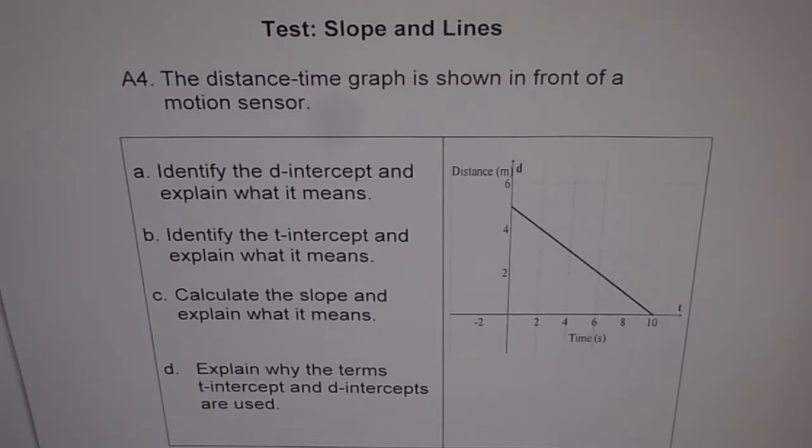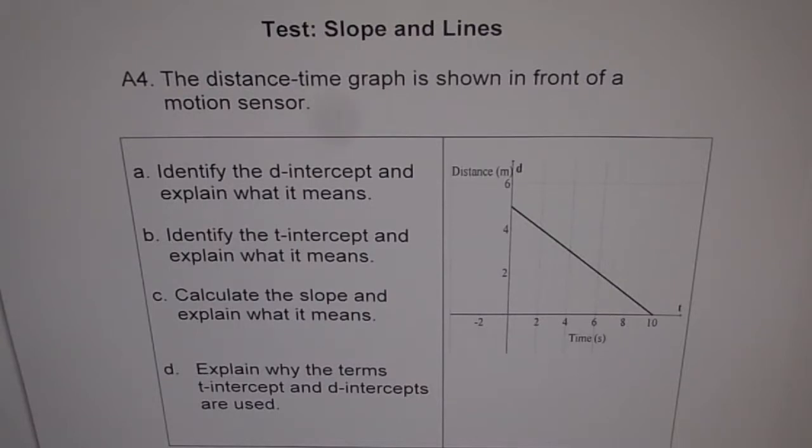A. Identify the d-intercept and explain what it means. B. Identify the t-intercept and explain what it means. C. Calculate the slope and explain what it means. D. Explain why the terms t-intercept and d-intercept are used. Well, this is a very interesting problem, and it is more on communication.